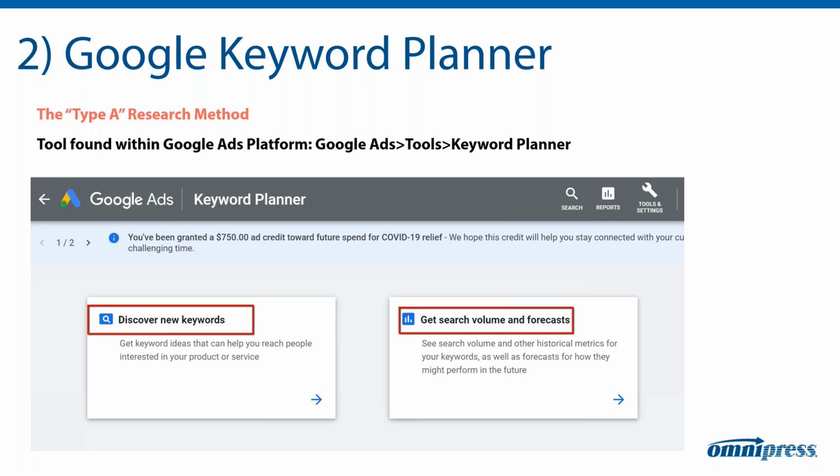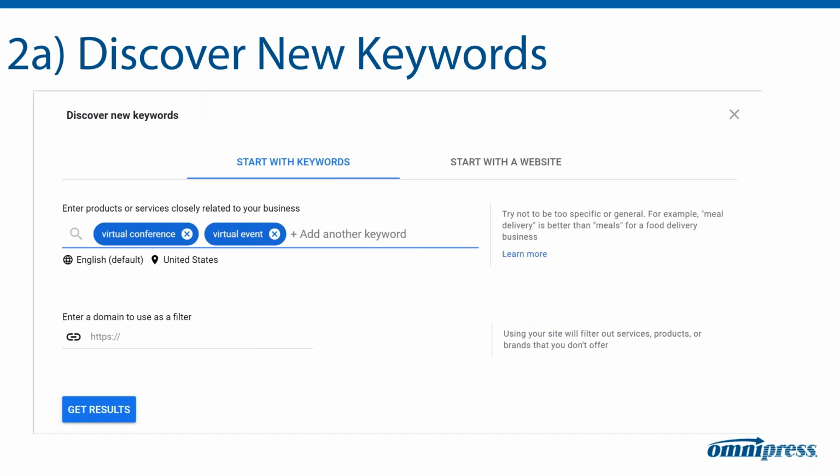And you'll come to this page and you'll have 2 options. You can either discover new keywords or you can get search volume and forecasts. So we're going to go with discover new keywords. Here I'm going to type in virtual conference and virtual event, and I want to see what other keywords are out there that are related to this. So I'm going to hit get results.